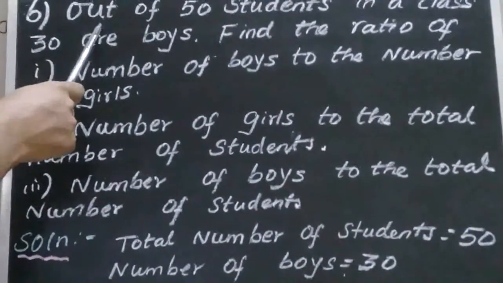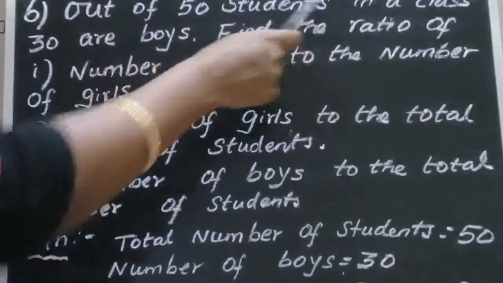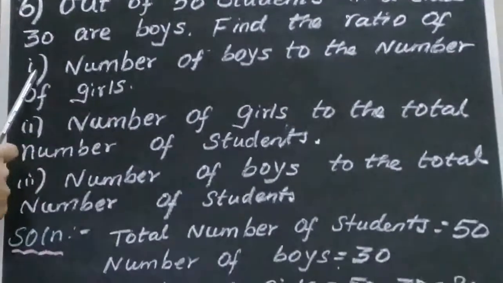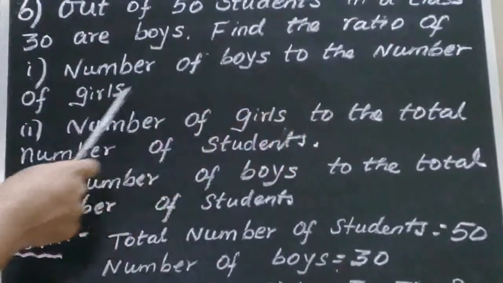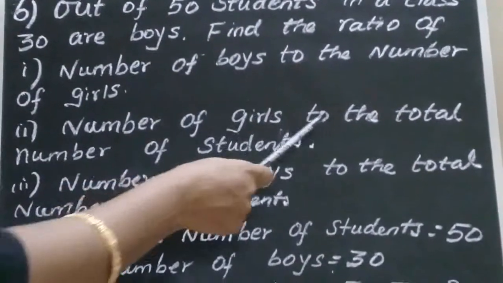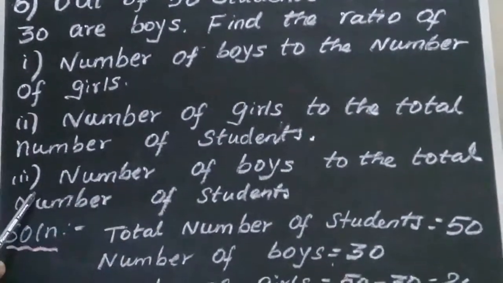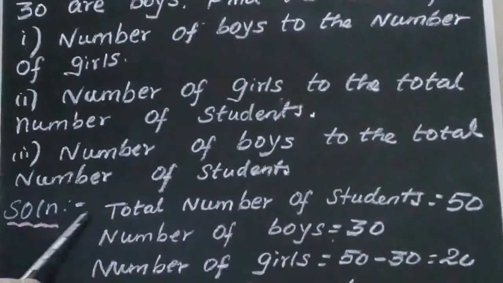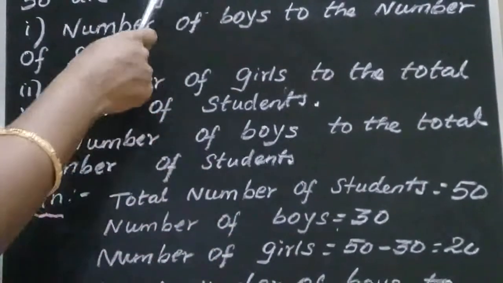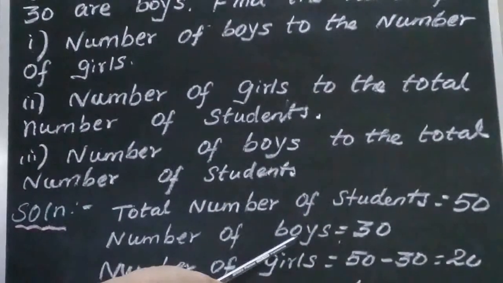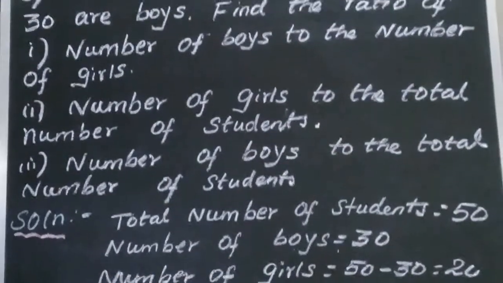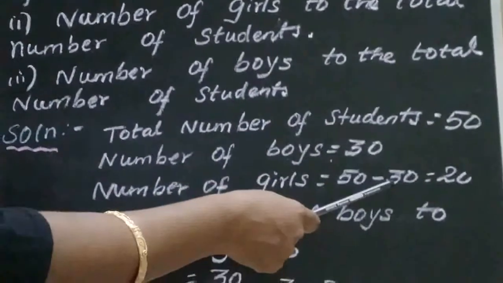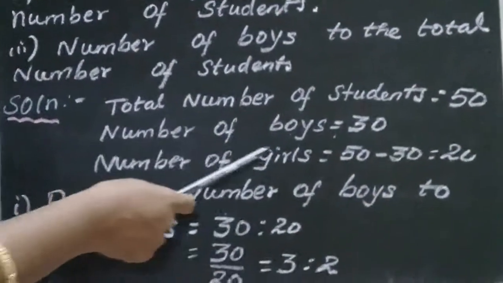Sixth question. Out of 50 students in a class, 30 are boys. Find the ratio of the first one, number of boys to the number of girls. Second one, number of girls to the total number of students. Third subdivision, number of boys to the total number of students. Here, total number of students is given, that is 50. Number of boys also given, that is 30. We have to find the number of girls. So total number of students is 50. 50 minus 30, the answer is 20. So number of girls is 20.